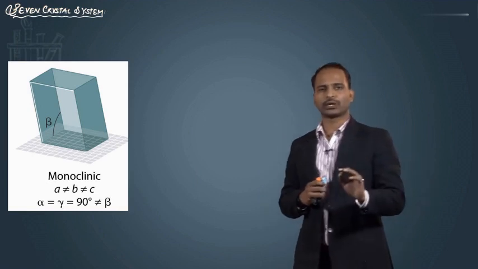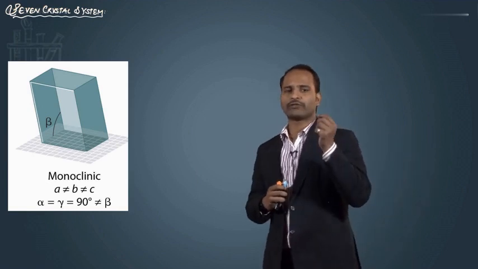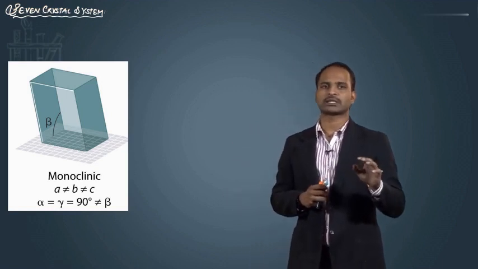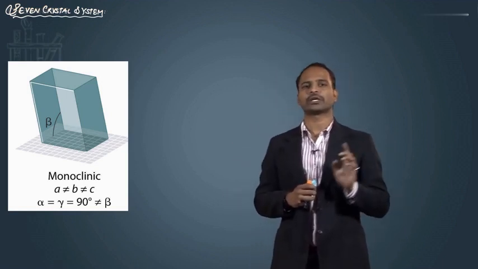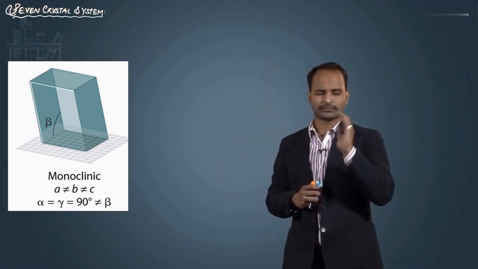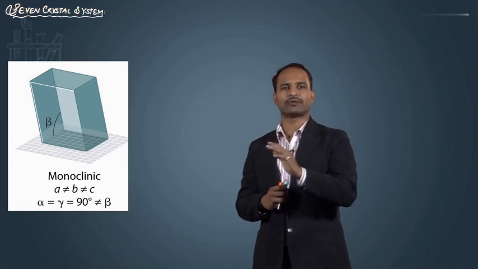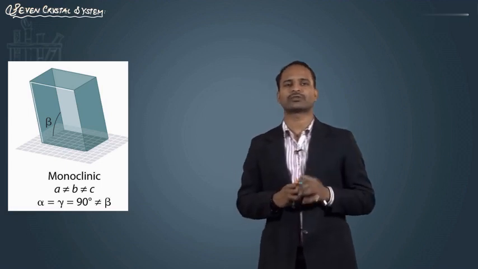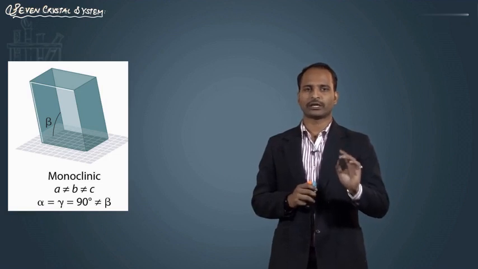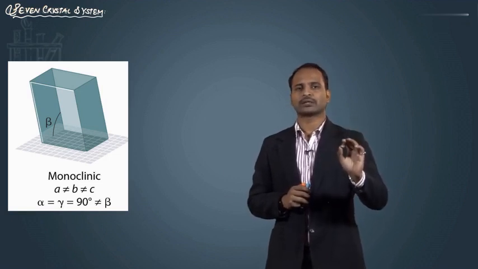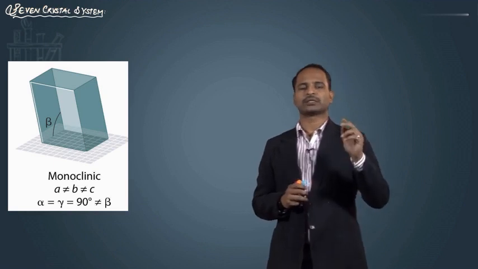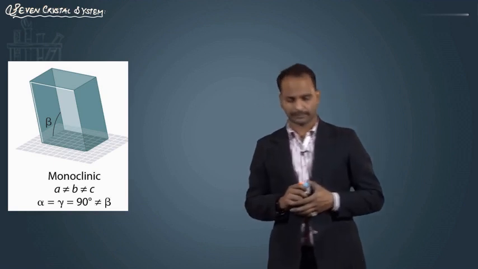In case of monoclinic, when we measure, we come to know that all 3 sides are unequal, that is, A is not equal to B is not equal to C, but 2 angles, that is alpha and beta, are 90, while gamma is not equal to 90 degree. So monoclinic is a unit cell where all 3 sides are unequal, but 2 angles are 90 degree, and the third angle is not equal to 90 degree.